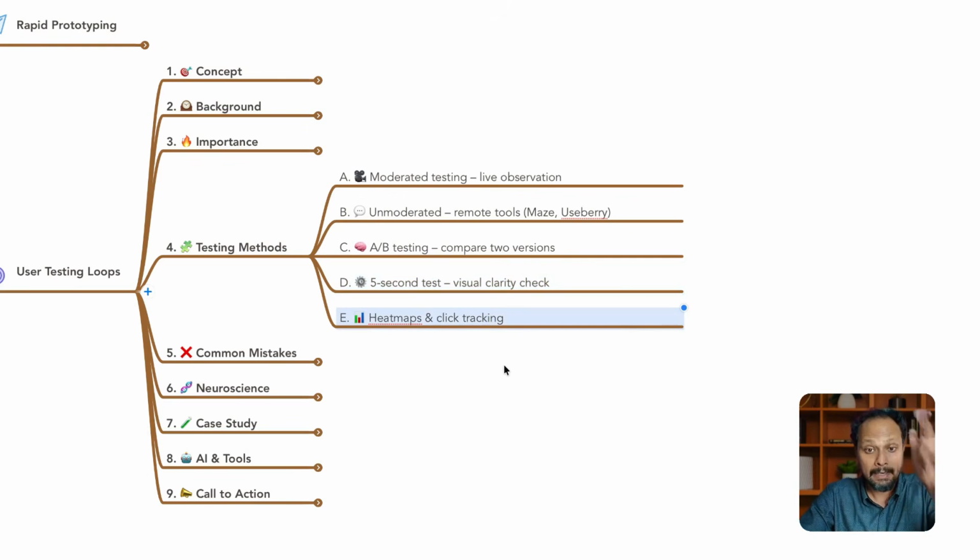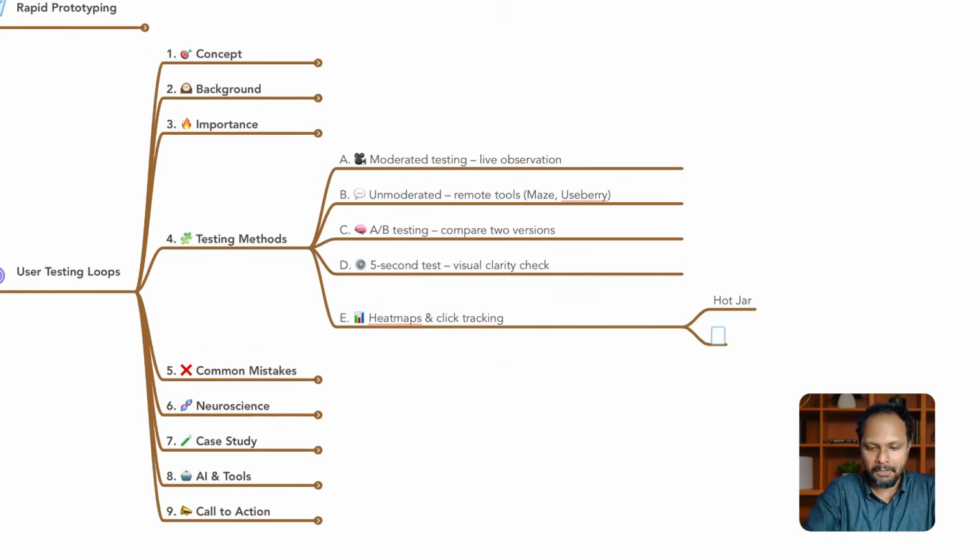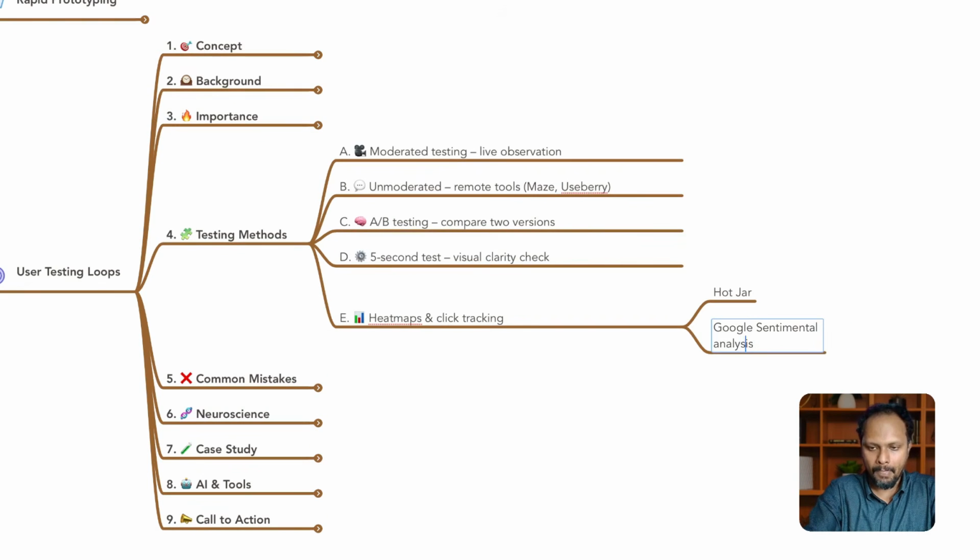Next, you can find data tracking tools, like let's say Hotjar, or something like Google sentiment analysis, right? Just like how our body's nervous system gives feedback to us, user testing loops are feedback for the designer from the user to understand what's happening.